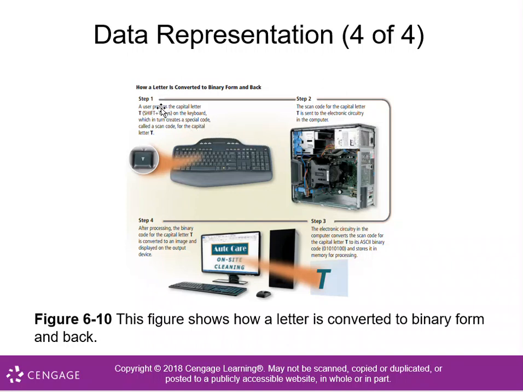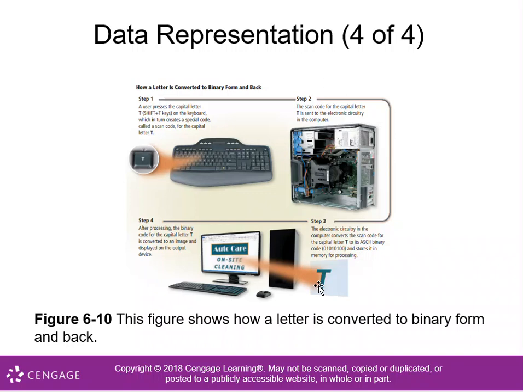Okay, first, step 1, dia bagi contoh, a user presses the capital letter T on the keyboard, which in turn creates a special code called a scan code for the capital letter T. Okay, bila user tekan, bila you tekan keyboard, contohnya satu huruf, dia akan ditukarkan ke dalam bentuk code, dinamakan scan code. Step 2, the scan code for the capital letter T is sent to the electronic circuitry in the computer. So, daripada satu huruf tu, dia menjadi scan code, dihantar ke electronic circuit dalam komputer. Step 3, the electronic circuitry in the computer converts the scan code for the capital letter T to its ASCII binary code.